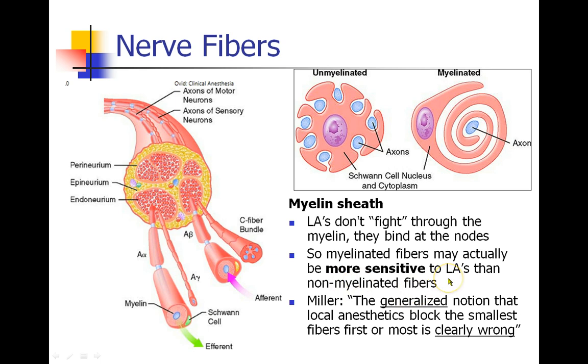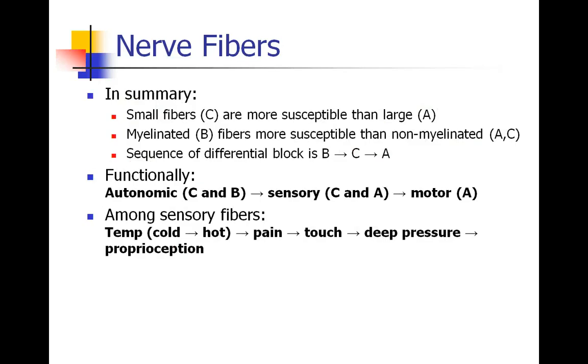And it turns out that as a result, the myelinated fibers, which have these gaps, may actually be more sensitive to local anesthetics than the non-myelinated fibers, which don't have these gaps. And in Miller's textbook, for example, he addresses this misconception. And he says the generalized notion that local anesthetics block the smallest fibers first or most is clearly wrong. And I think this is where people start to get a little bit confused. And so I wanted to summarize this in a digestible piece of information that you can write down and you can memorize and take as a good rule of thumb to keep when asked these questions on exams. So in general, our small fibers are more susceptible than large fibers.